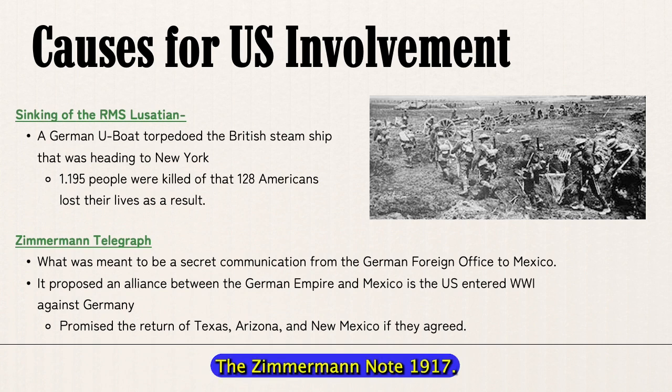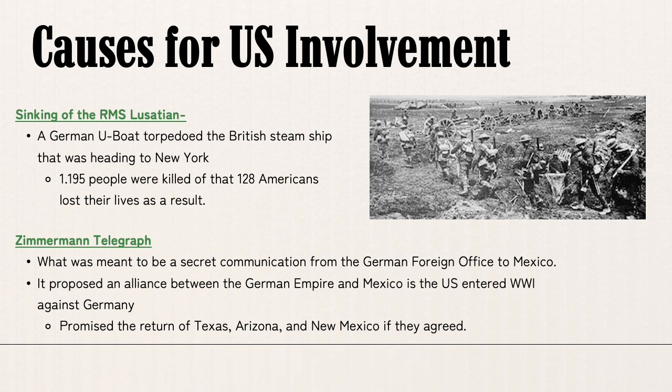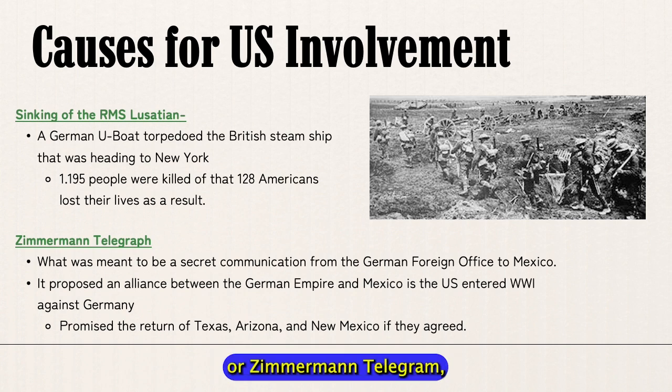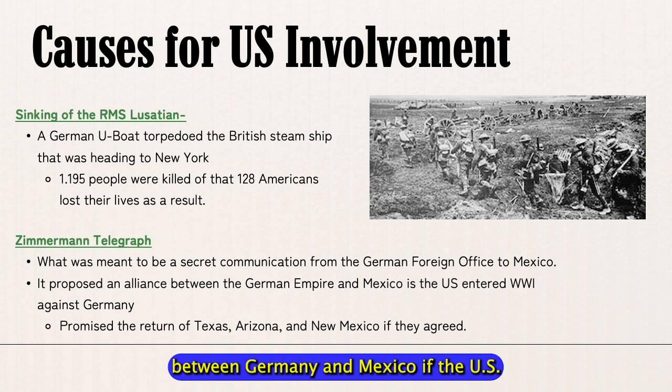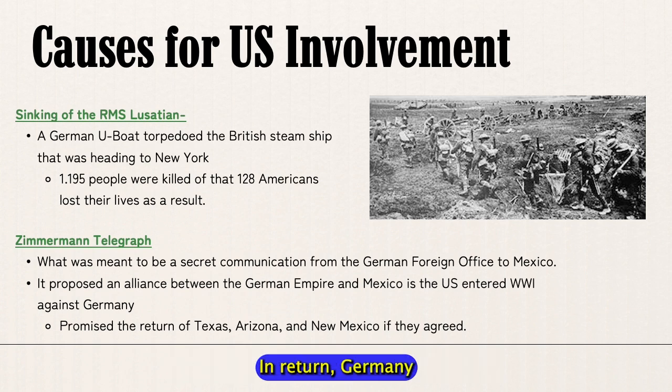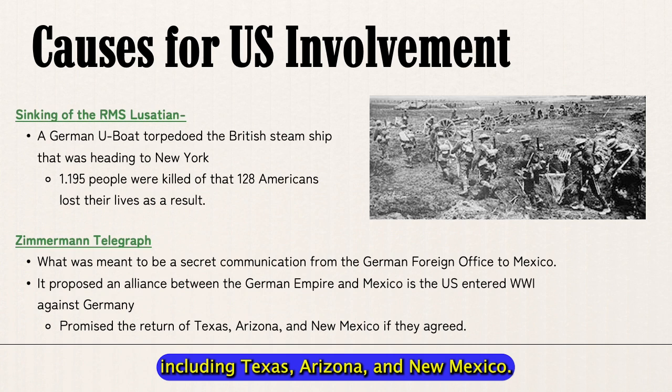The Zimmermann Note, 1917. The Zimmermann Note, or Zimmermann Telegram, was a secret diplomatic communication sent by German Foreign Minister Arthur Zimmermann to the German ambassador in Mexico in January 1917. The telegram proposed a military alliance between Germany and Mexico if the U.S. entered the war against Germany. In return, Germany promised to support Mexico in reclaiming territories lost to the U.S., including Texas, Arizona, and New Mexico.